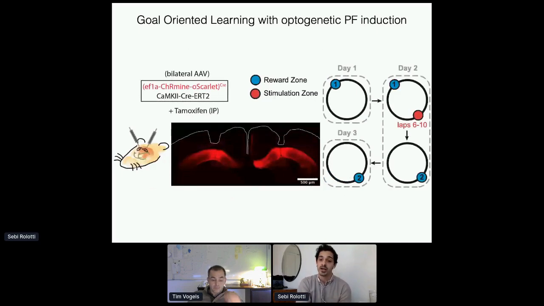To this end, we bilaterally injected Cre-dependent opsin alongside tamoxifen-inducible Cre throughout a large extent of hippocampus and implanted optic fibers over CA1. The mouse then underwent a modified goal-oriented learning paradigm in which, during the last session of condition 1, they underwent the induction protocol at the future location of reward zone 2. And then on the next session, the reward zone is switched and the mouse has to search for the new reward zone as normal. And so we can look at this behavior before and after inducing opsin expression with the tamoxifen injection, giving us an internal control for each mouse.